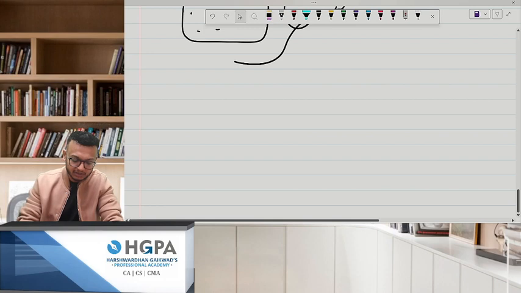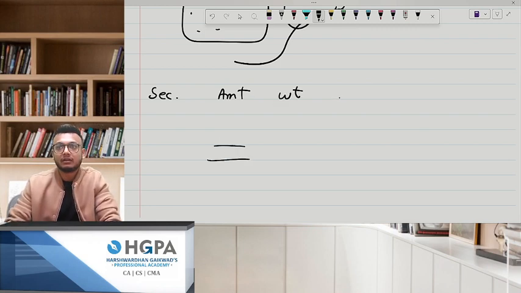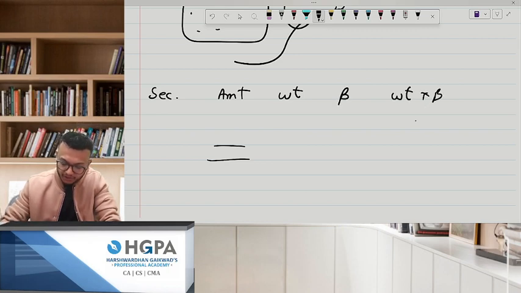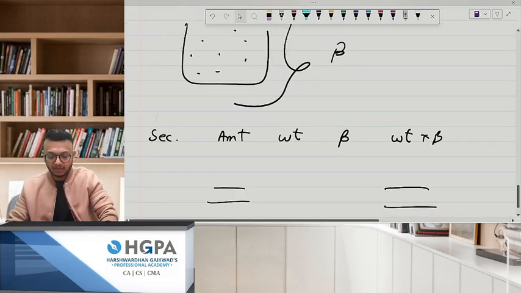So how will your table of portfolio beta look? Security. Second, amount. Total will come here. Next, weight. Next, beta. Next, weight into beta. Finished. This is your answer. Understood or what? Write down that line now.